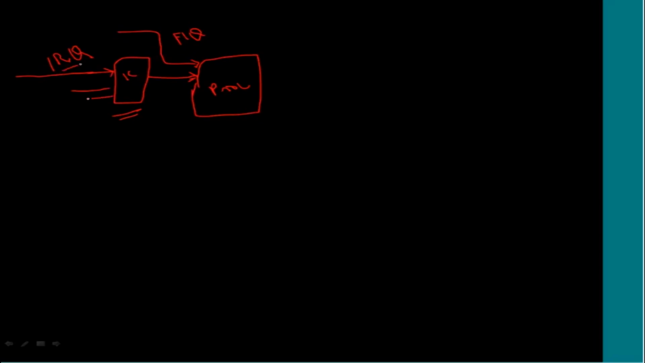So the IRQ input is here. Some of the peripherals could be, I can call them, peripheral 1 and peripheral 2. Multiple peripherals can be connected to the controller, and then it will generate one interrupt to the processor, which could be connected to IRQ.